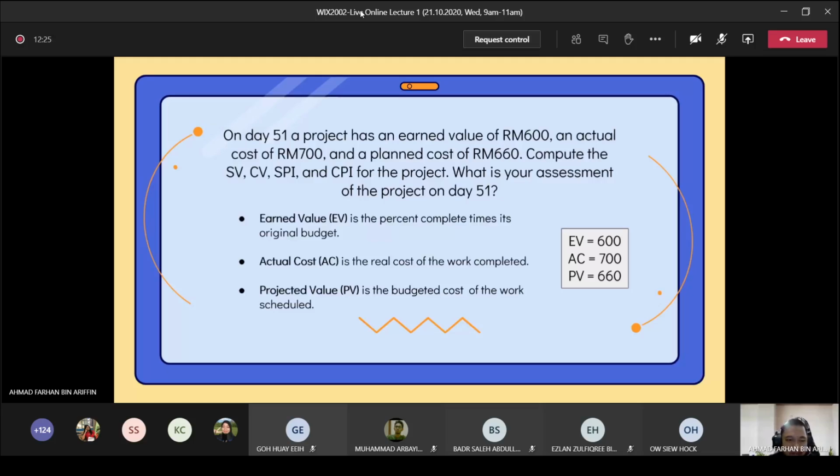First, we need to know what earned value, actual cost, and planned value are. Earned value, or EV, is the percent complete times its original budget. Actual cost, AC, is the real cost of the work completed, and planned value, PV, is the budgeted cost of the work scheduled. From this question, EV is 600, AC is 700, and PV is 660.